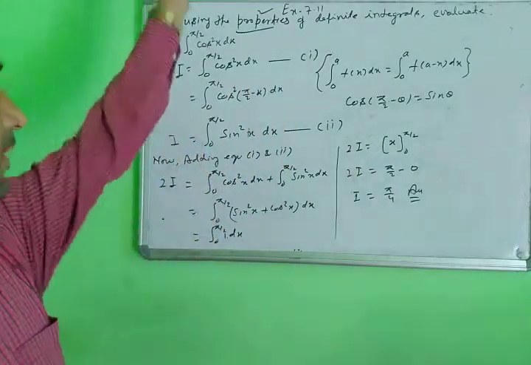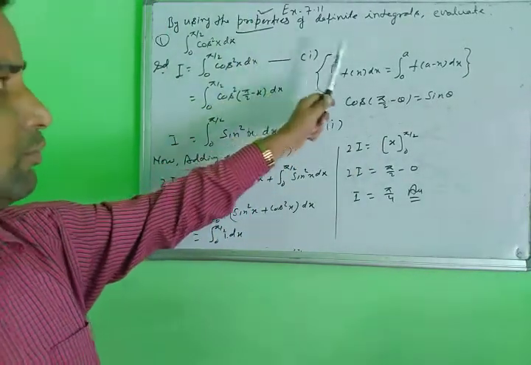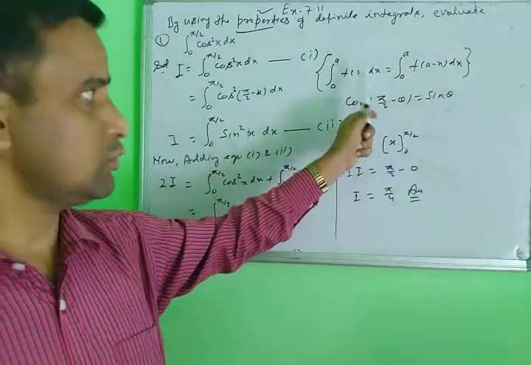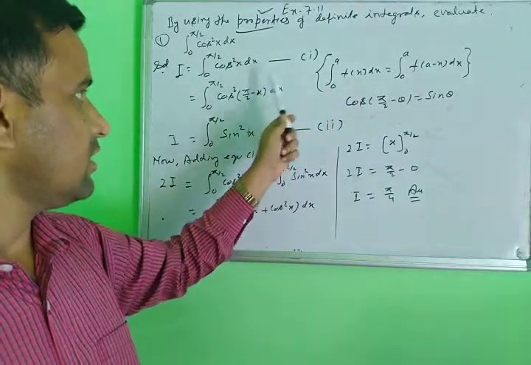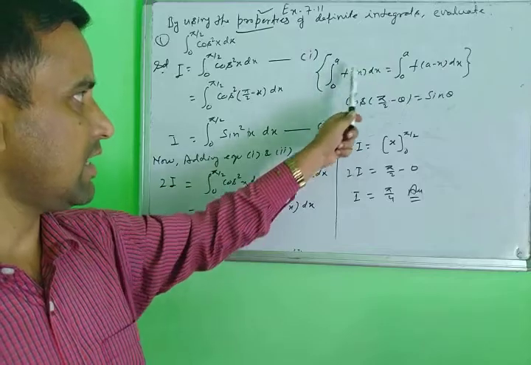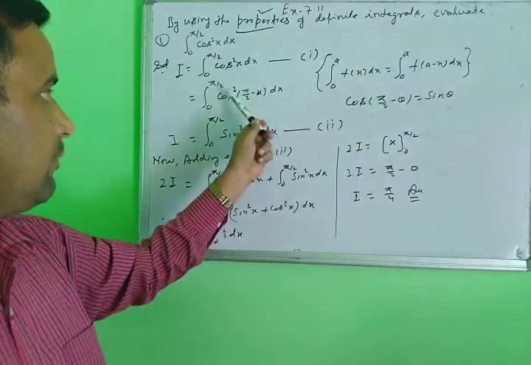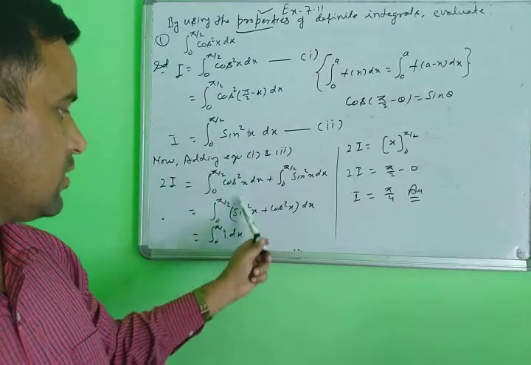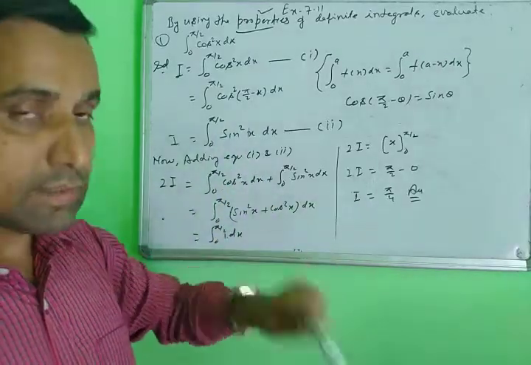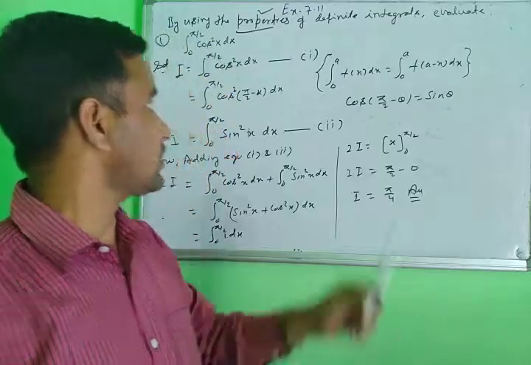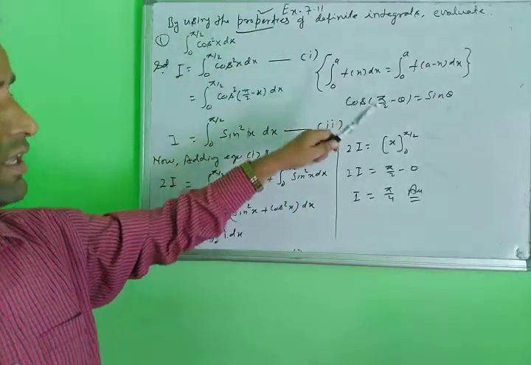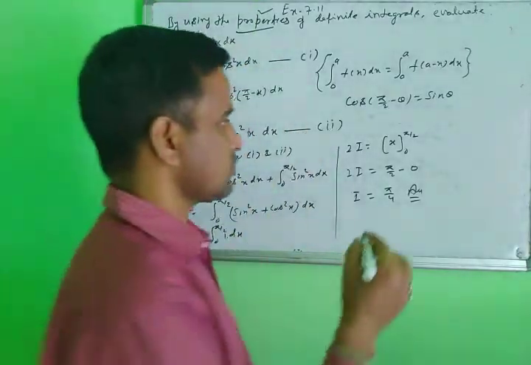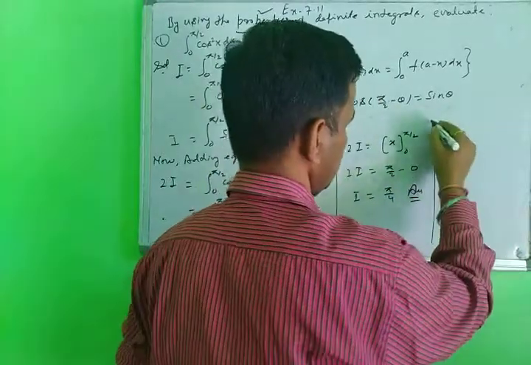When you are using a property, you should mention which property you are using. Write it in brackets beside the step, then put the property here and solve, adding the equations to get the result. Suppose you are not adding anything but only using the property, then you can solve this question in the simplest form also.